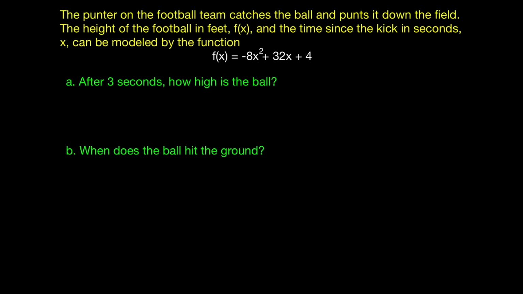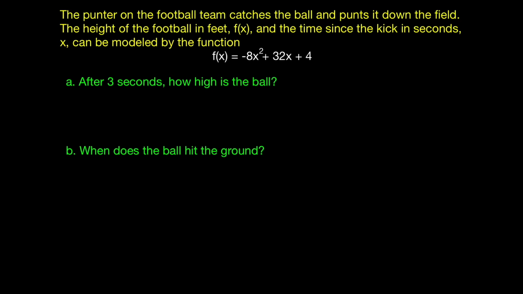The punter on the football team catches the ball and punts it down the field. The height of the football in feet, f of x, and the time since the kick in seconds, x, can be modeled by the function f of x equal to negative 8x squared plus 32x plus 4. The first part is asking how high the ball is after 3 seconds.